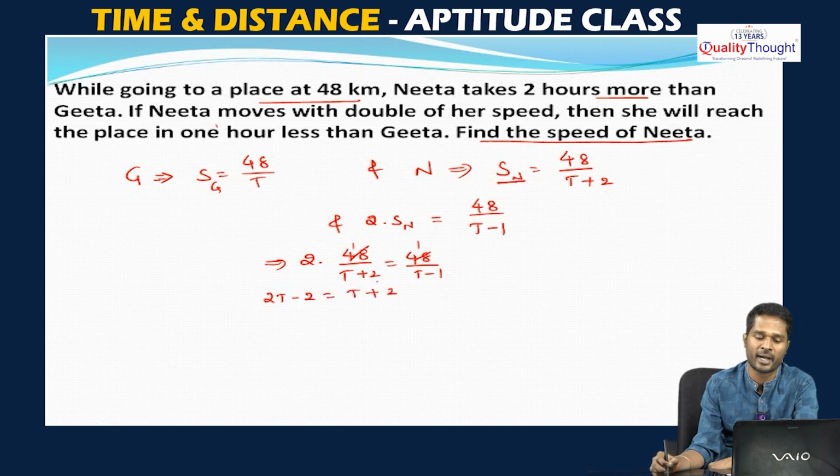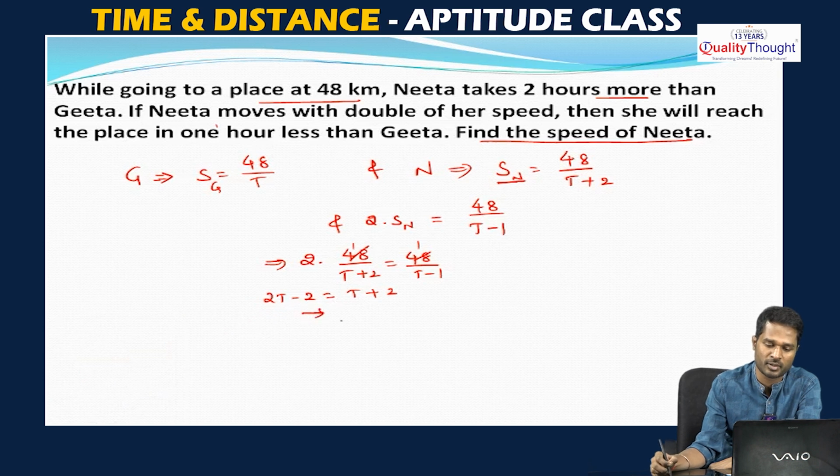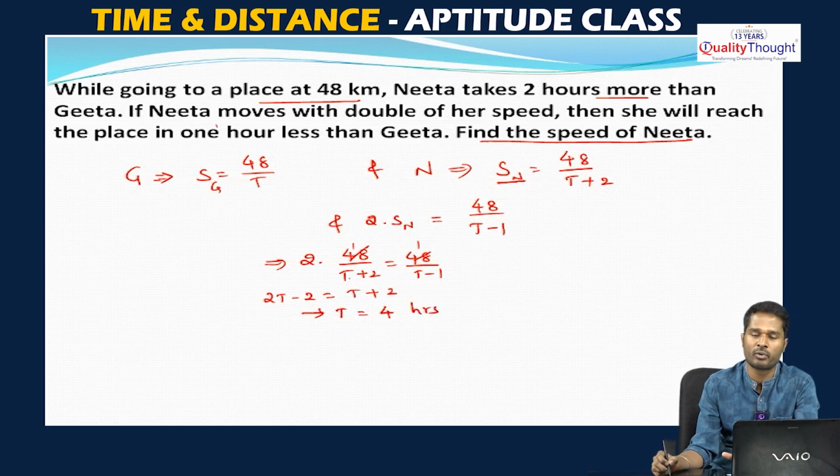So 2t minus 2: 2 into t is 2t, 2 into 1 is 2, and this is t plus 2. So 2t minus t, what you can consider from here is t is equal to 2 plus 2, that is 4 hours. So the actual time required to travel the 48 kilometers distance is 4 hours.